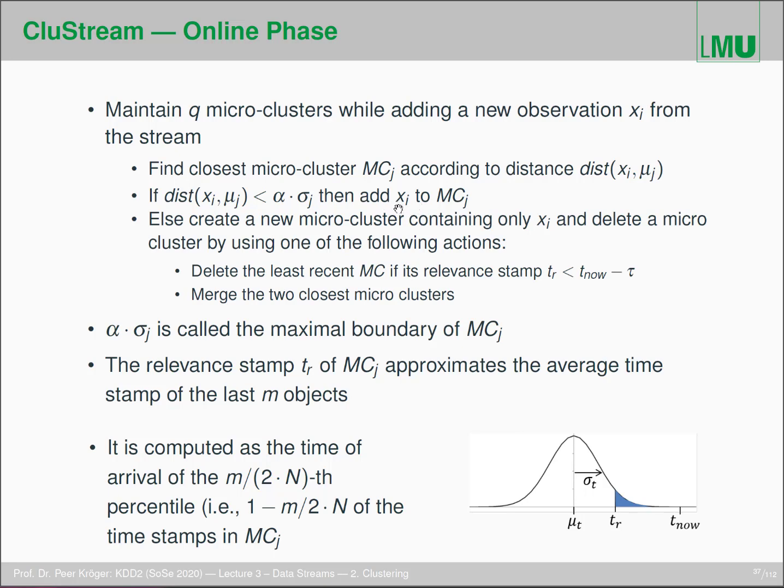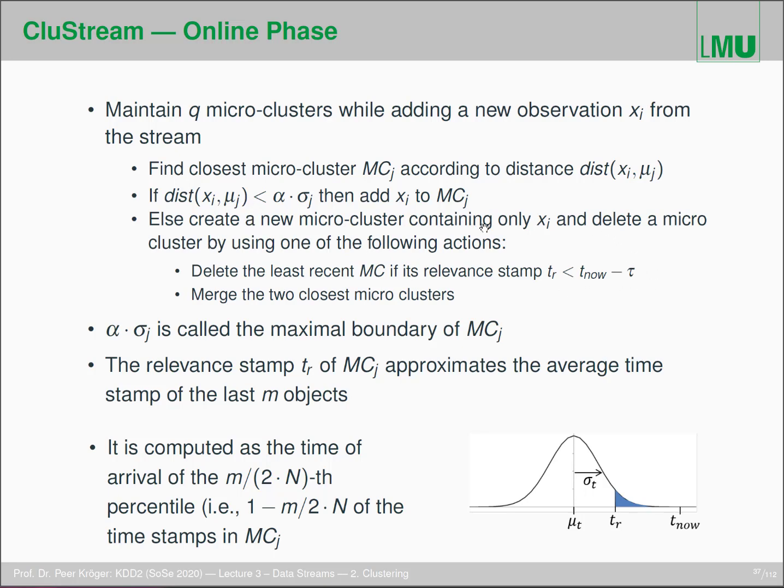If not, you don't look at the second closest microcluster, you just create a new microcluster containing only x. So this is very similar to the leader algorithm, but it's a little bit more sophisticated, a little bit more adaptive, because you use as a distance threshold the standard deviation of the microclusters.